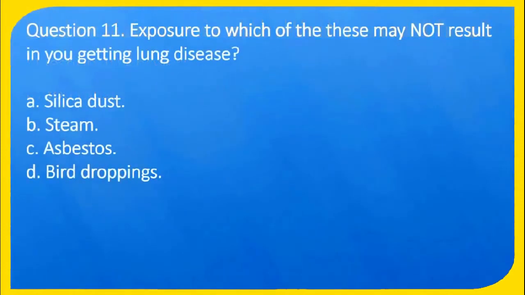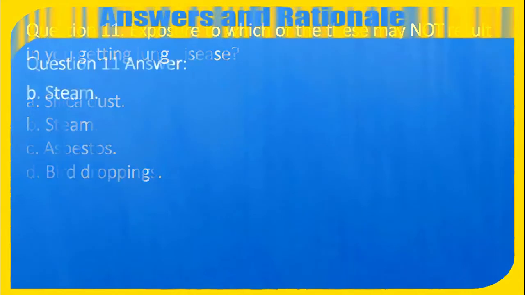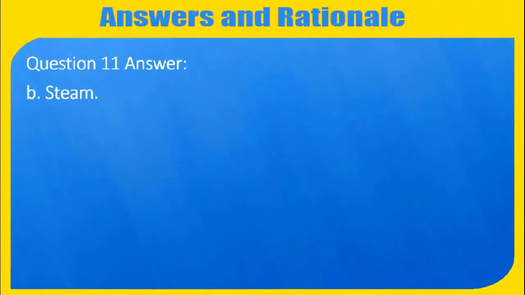Question 11. Exposure to which of these may not result in you getting lung disease? A. Silica dust. B. Steam. C. Asbestos. D. Bird droppings. Question 11. Answer B. Steam.